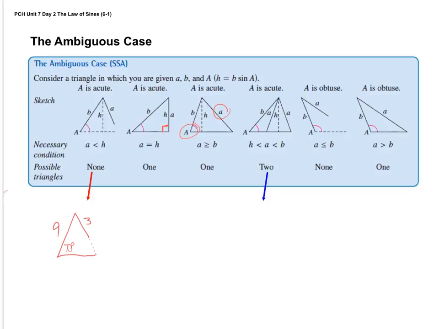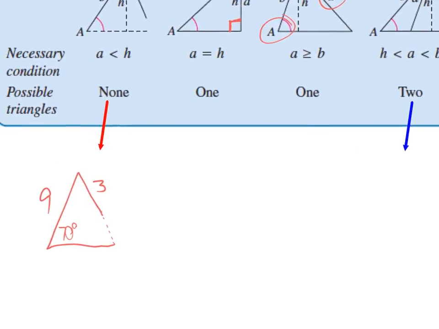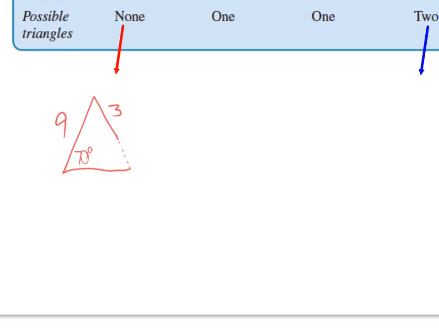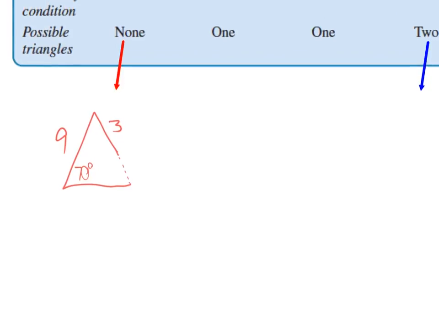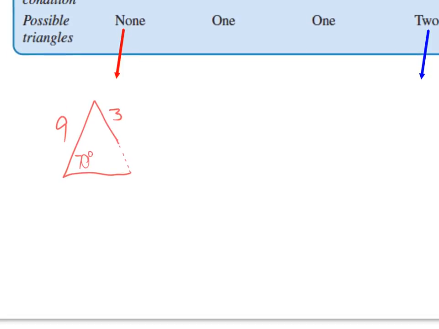But let's look at this using the law of sines. If I were to try to find angle B, down here in the corner, I would do the sine of B over 9 equals the sine of 70 over 3.